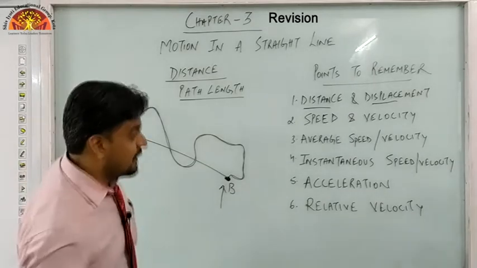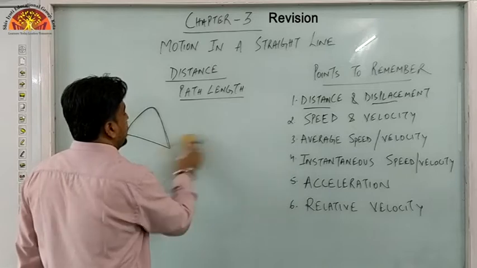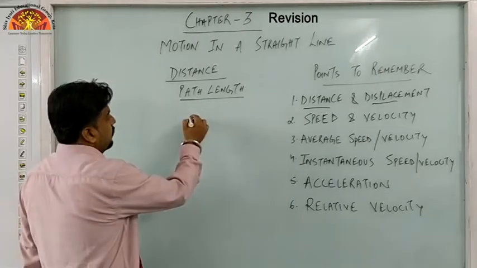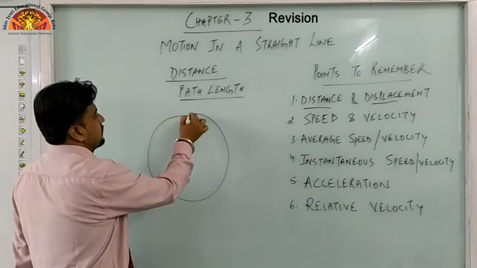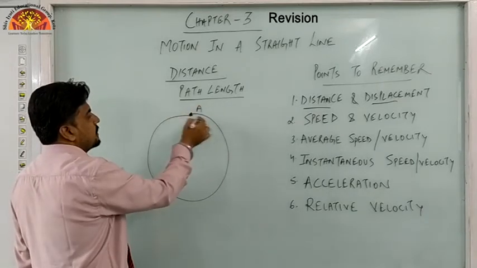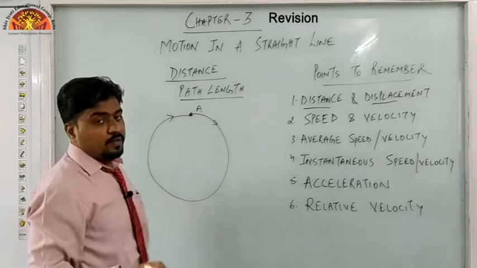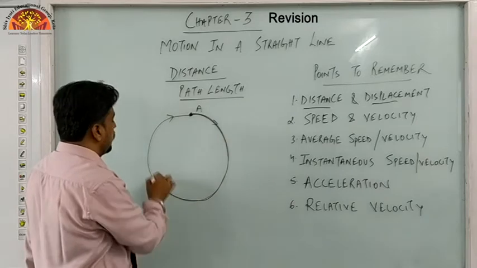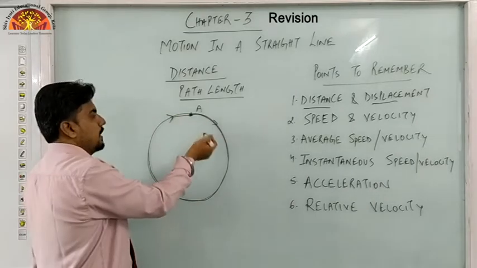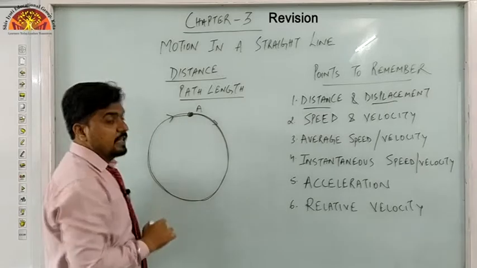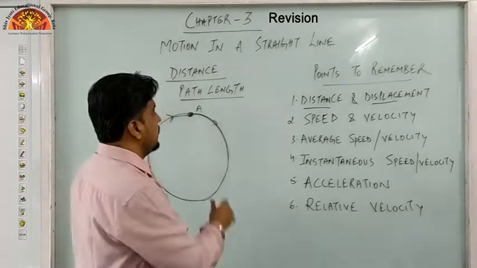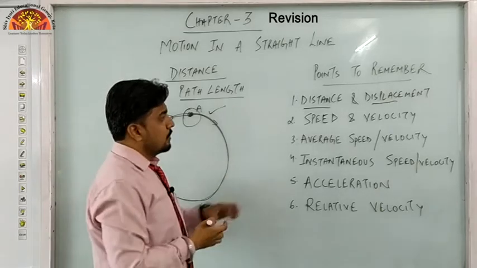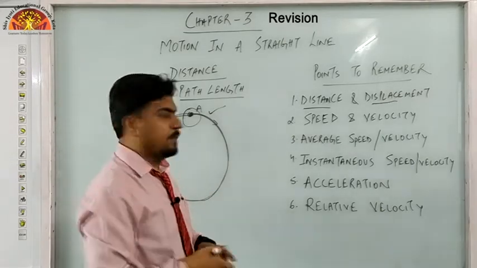That is the reason that if a body travels in a circle, then the overall displacement would be zero. If a body travels like this, starting from point A, it gets back to point A. So the distance would be this length, that is the perimeter or circumference of this circle. But the displacement would be zero because the initial and final positions are the same. So this is the difference between distance and displacement in physics.